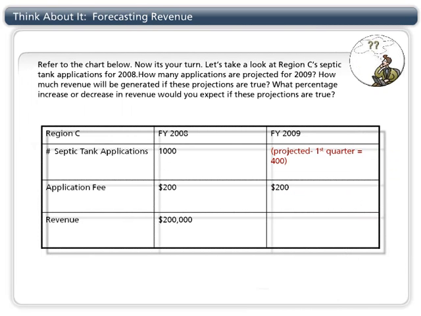Now it's your turn. Let's take a look at Region C's septic tank applications for 2008. In this case, we've noticed the increasing trend of applications, and we have data from the first quarter of 2009 showing that there were 400 applications in that quarter. How many applications are projected for 2009? How much revenue will be generated if these projections are true?